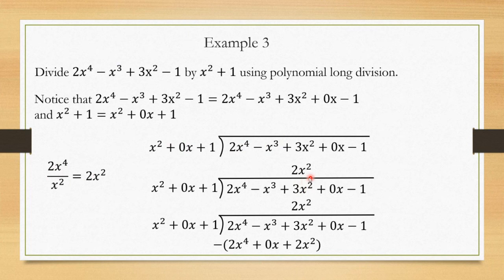And then we multiply and subtract. What's the product? 2x squared times x squared, 2x to the 4. 2x squared times 0x is just 0x. Although I guess I really could have written this as x cubed, but that's okay. 2x squared times 1 is just 2x squared.